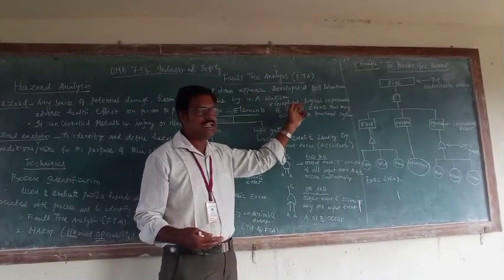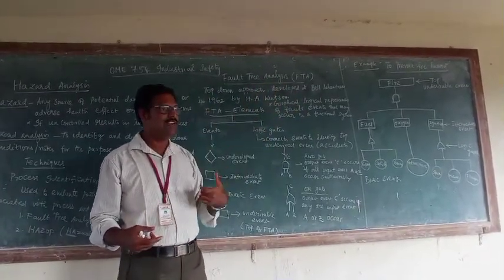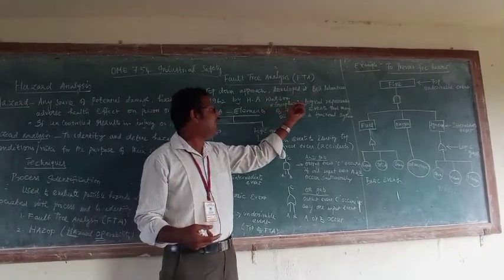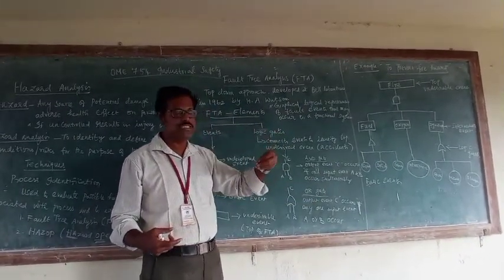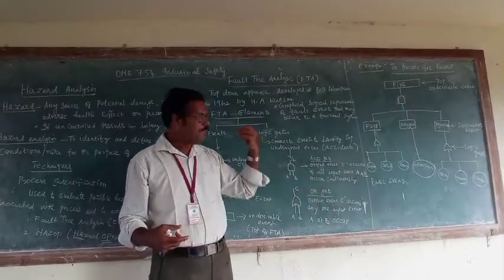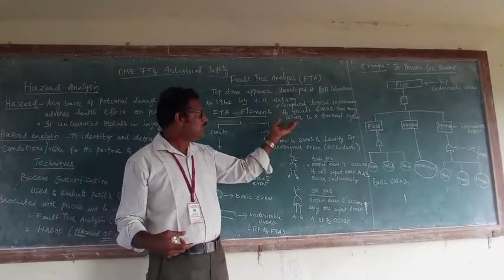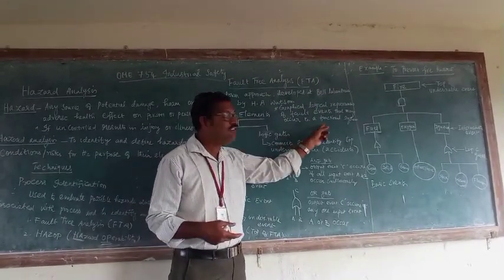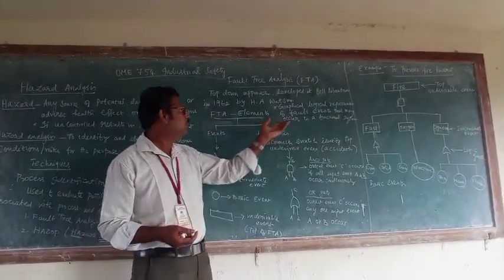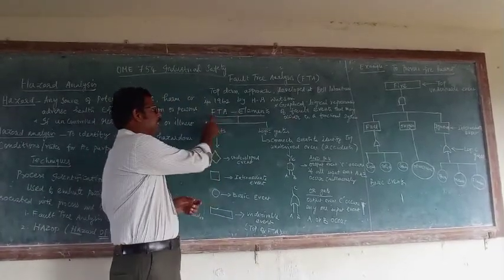It is a graphical and logical approach. We are going to use logic gates, and by using those logic gates we derive the analysis. That's why it is a graphical logical representation of what occurs in a functional system. This fault tree analysis is abbreviated as FTA.